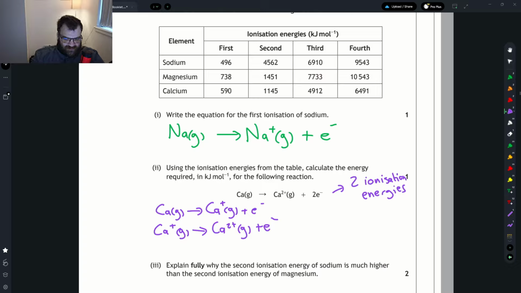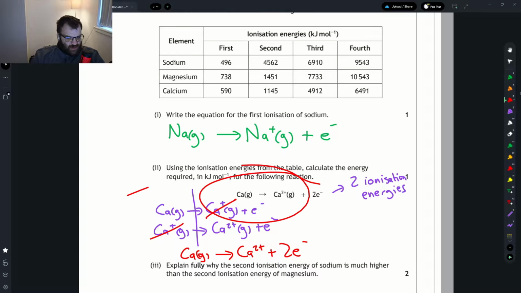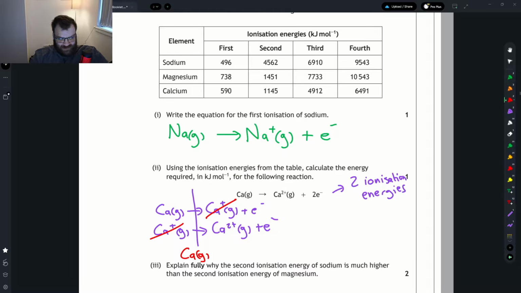And the proof that I'm correct is, if we try and combine these two equations, hopefully you see that they cancel away, and it leaves us with calcium as a gas going to Ca2+, and because the electrons are on the same side, they add together, they don't cancel, and that gives us what we want. If we tried that with the second and the third, or third and fourth, that wouldn't work. So it's a way of checking that we're on the right track.